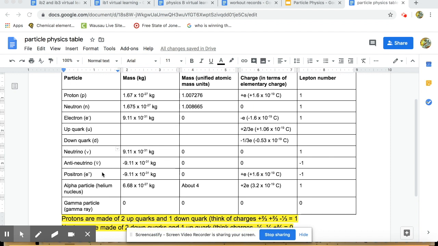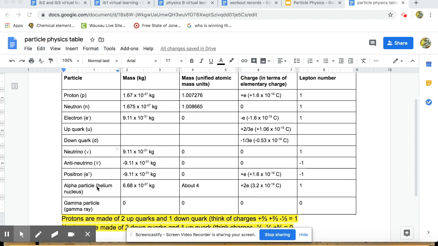Now a positron is basically a positively charged electron. It has a negative lepton number, just like the antineutrino, and it has a positive charge. So instead of a -1 or a negative e charge, it has a positive e. When a positron and an electron meet up, they annihilate each other because they're the same particle, just anti-pairs of each other. So its lepton number is -1, same as an antineutrino.